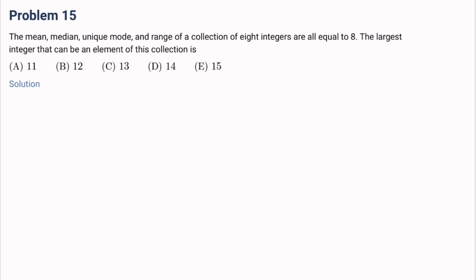Number 15, the mean, median, unique mode, and range of a collection of eight integers are all equal to 8. The largest integer that can be an element of this collection is... Okay, so we have 8 integers, and the mean, median, mode, and range are all equal to 8. So since the median is 8, and the mode is 8, we must have at least two values of 8. So we have 8 in here, and then for us to make sure that it really is the mode, we will have 8 there, and then the range is also 8, right?